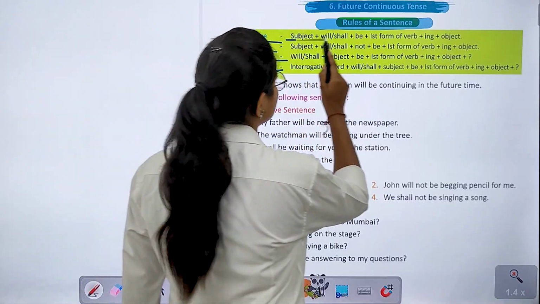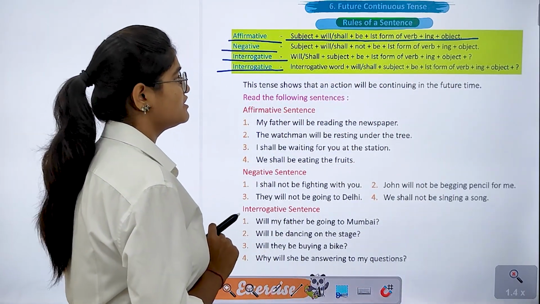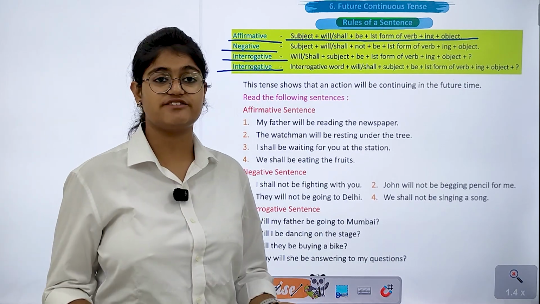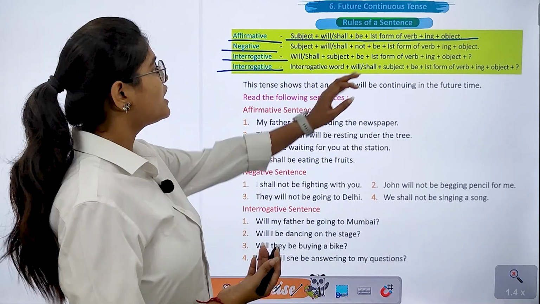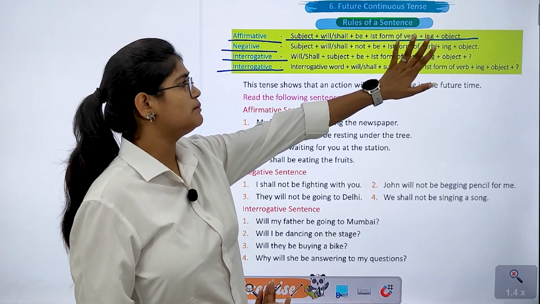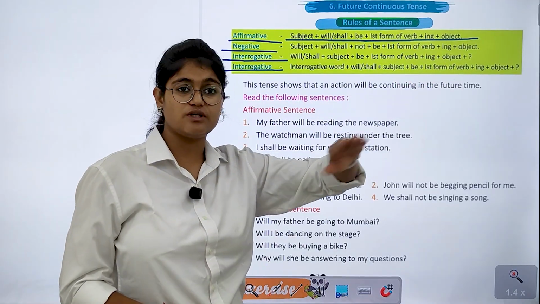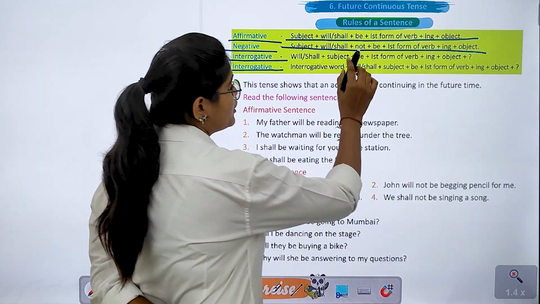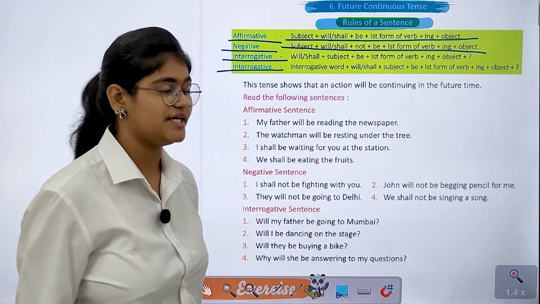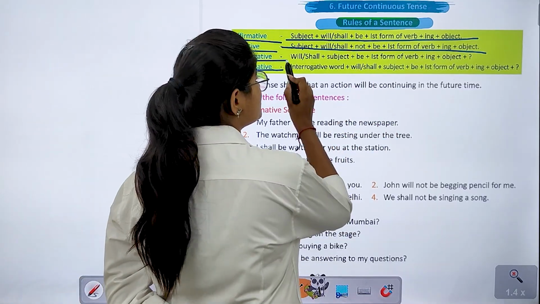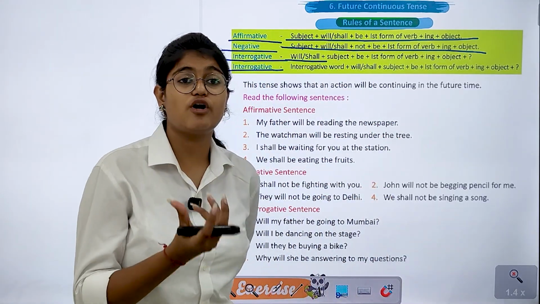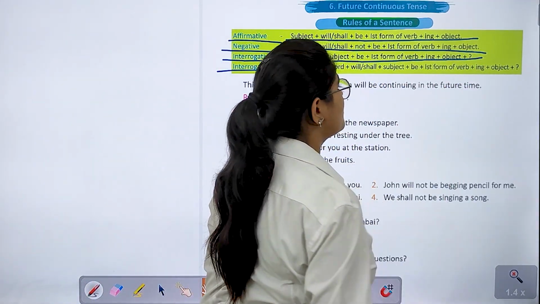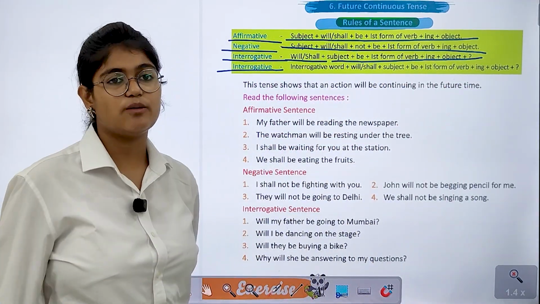Right? So subject plus will shall plus be plus first form of verb plus ing plus object. As we are discussing with the future continuous tense, we are going to add will shall plus be plus first form of the verb plus ing to the verb. Right? Next is same, just we are going to add not between will shall and be. Next is we are going to begin with will shall because this is the question form of yes or no situation with subject plus be plus first form of verb plus ing plus object.